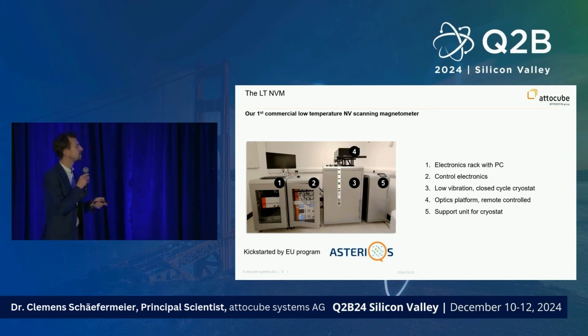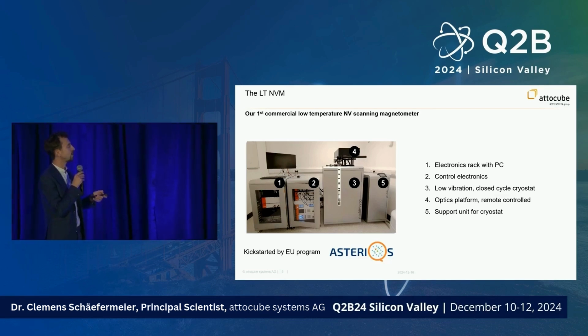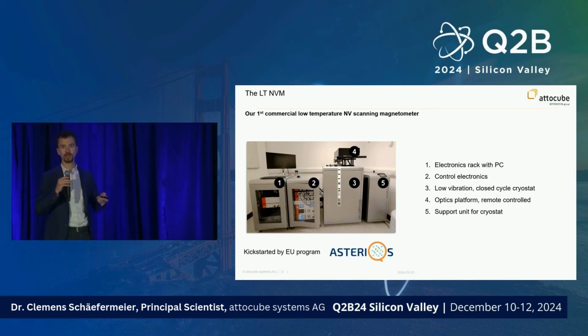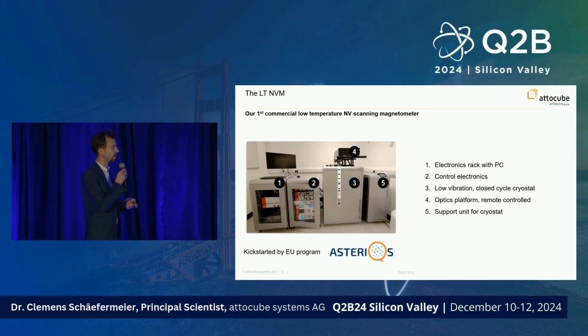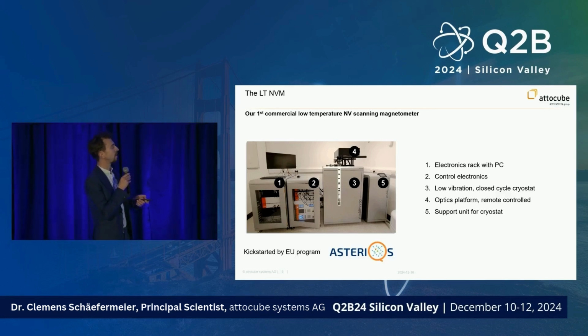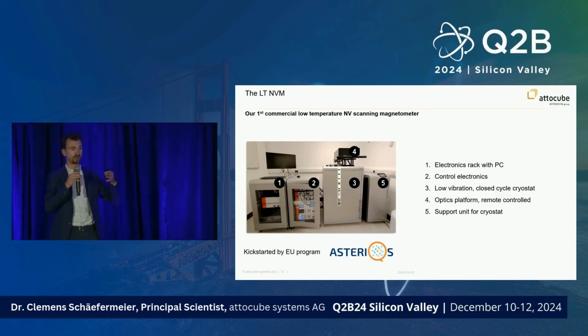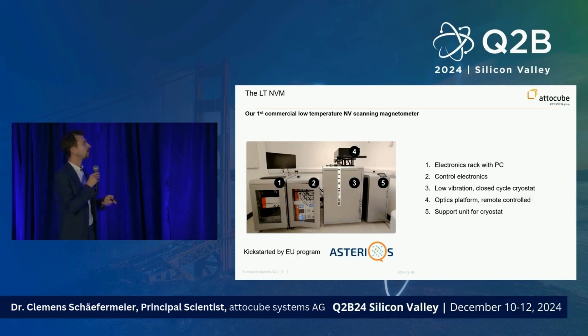So what you see here is, there are two electronic rack units with all the control and analyzers that you need. You have a closed cycle cryostat, which means once it's cold, you don't need to refill helium or anything. And on top of that, you have an optics platform that comprises everything from a camera, confocal microscope, lasers, and so on.